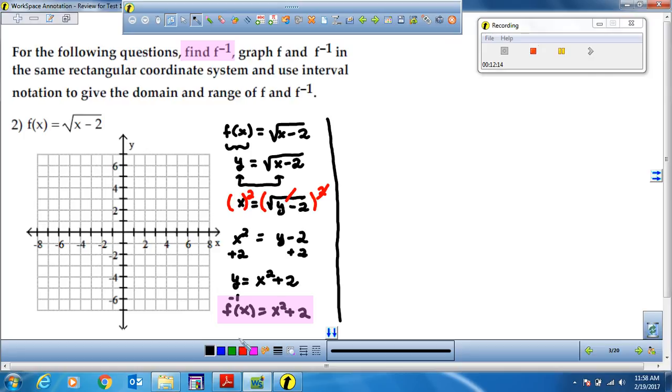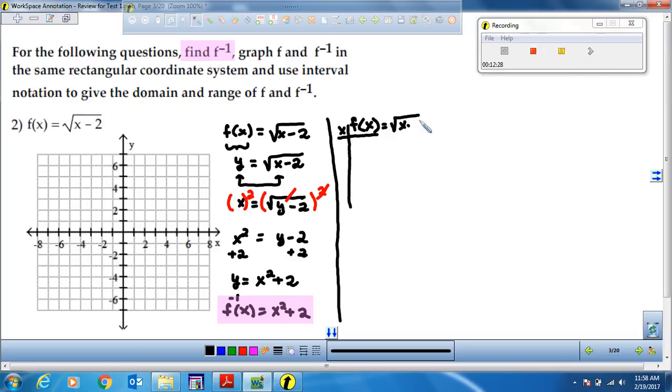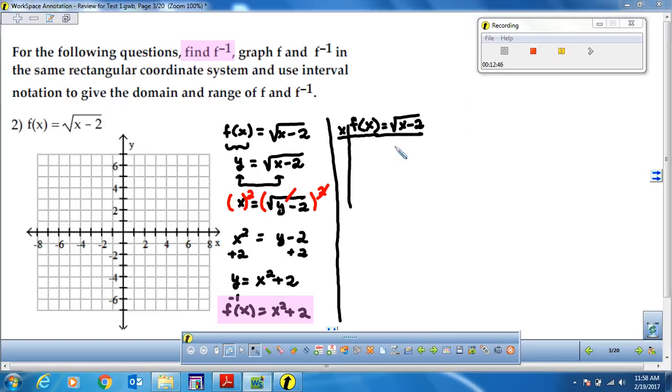Next part. Now we need to graph the function f of x and its inverse. So we're going to start with f of x as usual. So, to graph the function f of x, we're going to select the values of x that will give us a perfect square inside of the square root, right? We need to find values of x that give me a perfect square.